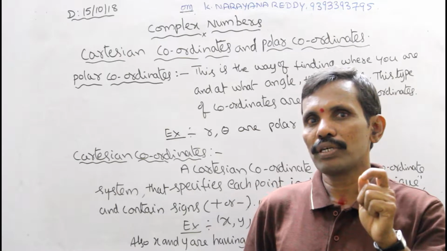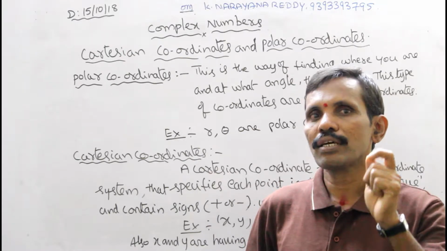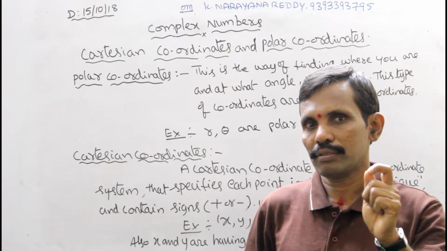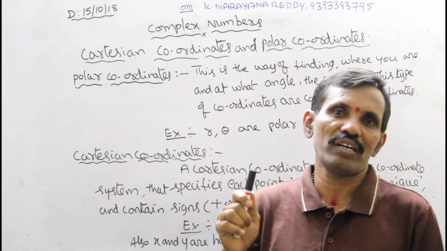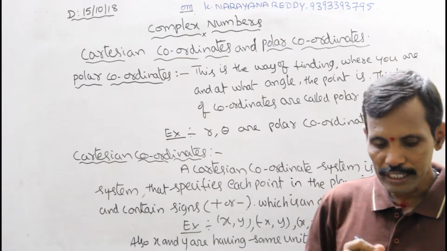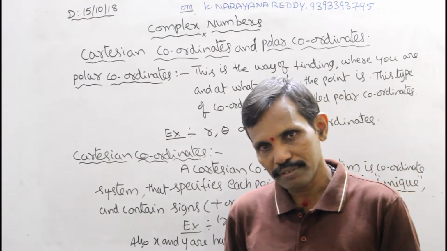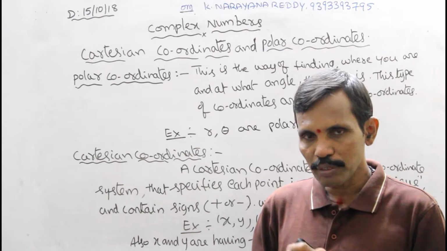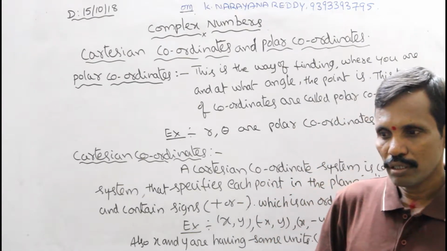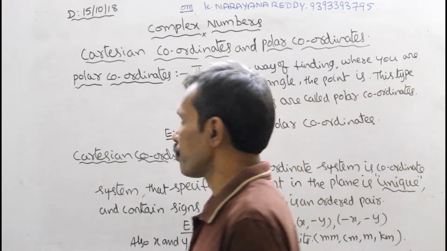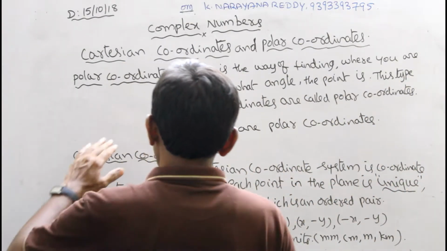In complex numbers, one of the parts is coordinates: Cartesian coordinates and polar coordinates. What is meant by Cartesian coordinate system and what is meant by polar coordinate system? Okay, I will tell first of all about the polar coordinate system.